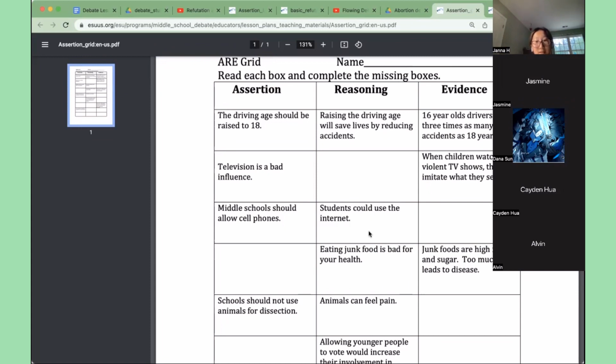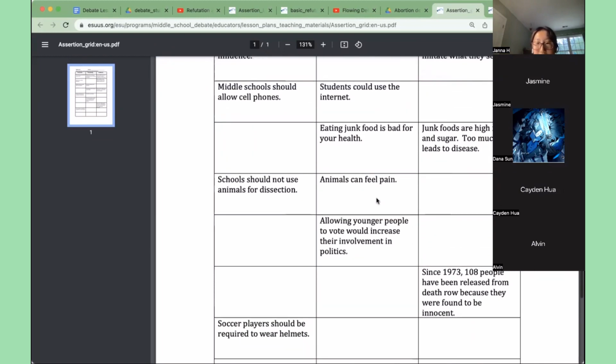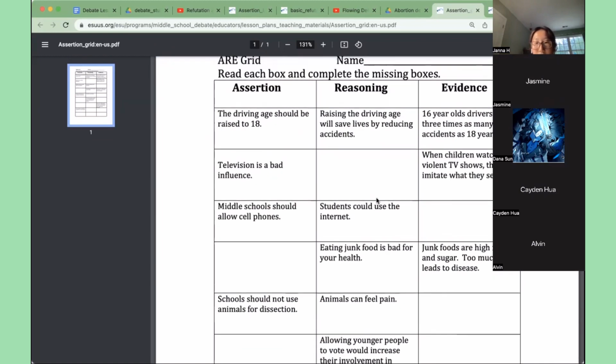Evidence could just be, studies show that middle schools that allow cell phones have a 70% increase in students using the internet for educational purposes, or anything like that that actually explains to the listener. All right, that was a difficult one though, so let's do the next one. This one should be a bit easier.